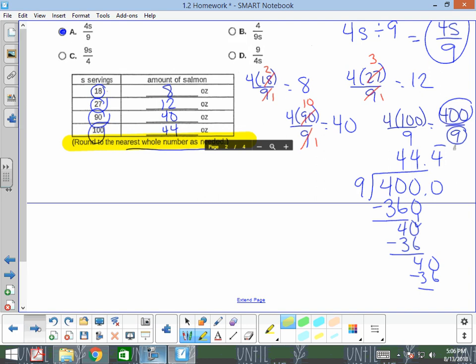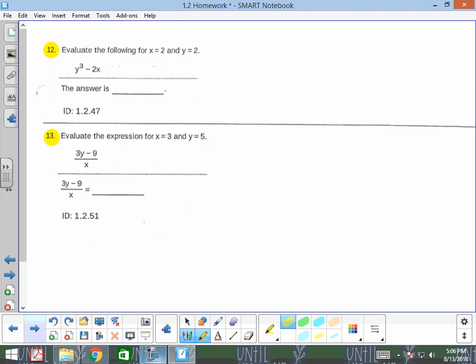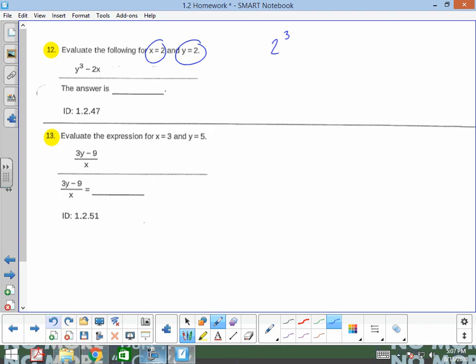All right, let's look at the last two. Number 12, we're evaluating. Let me go back to a pen on that. X is 2 and y is 2. So this is 2 to the third power minus 2 times 2. Remember, do exponents first. 2 to the third power, that's 2 times 2 times 2, which is 8. Minus, multiplying here, I can go ahead and multiply that, 4. And the reason I was able to do that is because there was a minus sign between the exponent operation and the multiplication operation. So now I get 4. Another little shortcut that you can take.